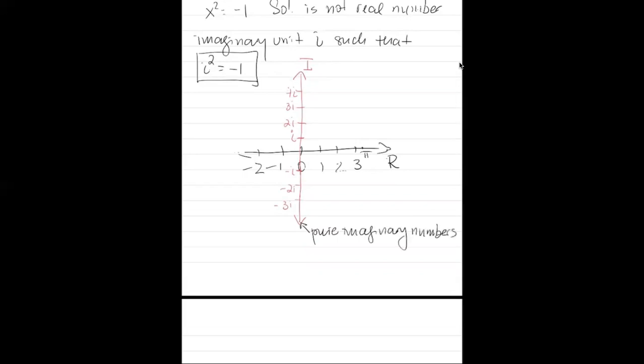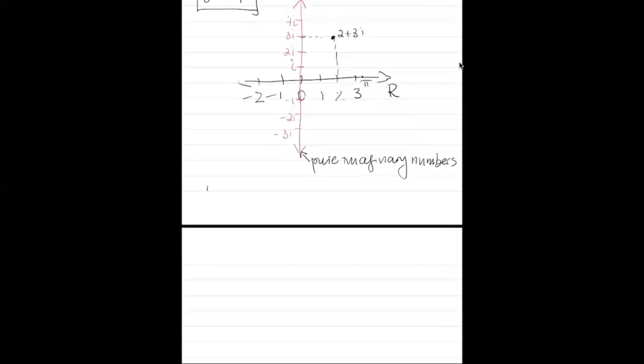So they are i, 2i, 3i, and so on. Now, if we combine a real number, let's say 2, with an imaginary number 3i, so this number over here, we'll call it 2 plus 3i, a complex number. So if we combine real numbers with pure imaginary units, we get complex numbers.